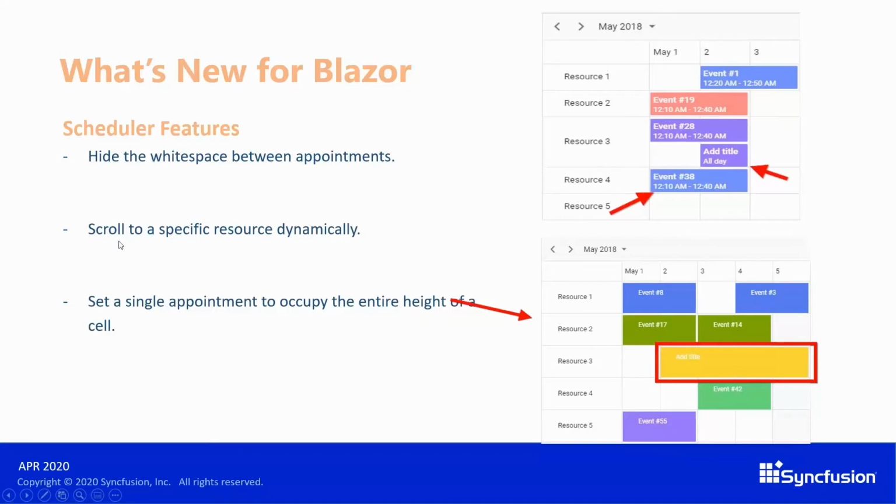And also there is a method now to support scrolling to a specific resource. So whenever there are n number of resources, I can scroll to a particular resource dynamically by making use of the method. And there is another enhancement introduced to set a single appointment to occupy the entire height of a cell. So here, if you look at this appointment, it occupies the entire height of the cell.